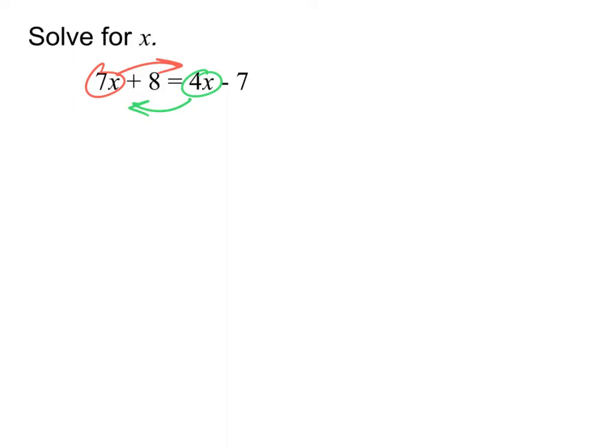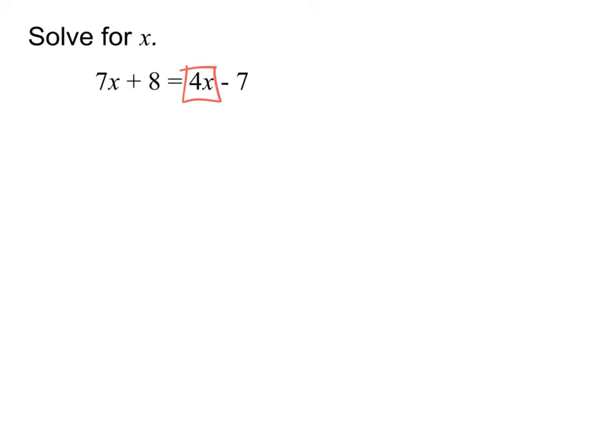However, what I've found is that a lot of times, if we have a negative number multiplied by our x, we're more likely to make a mistake with that. And so for that reason, I personally will always try to keep my x term positive, which means I'll move the smaller one, which in this case is the 4x, to the other side.